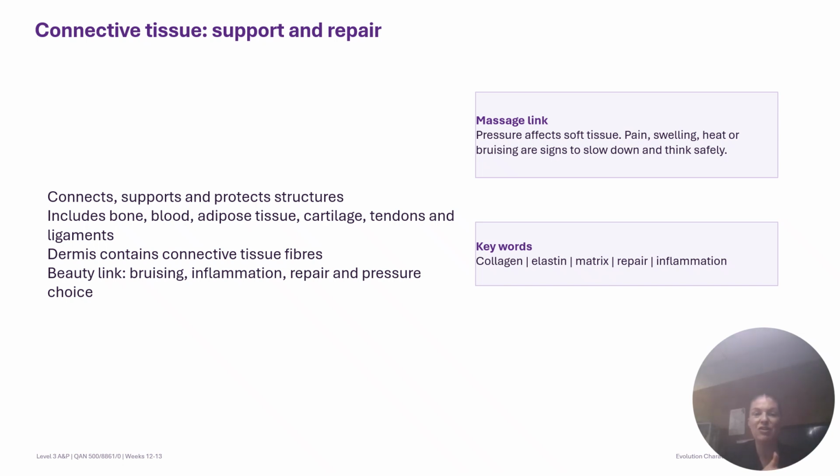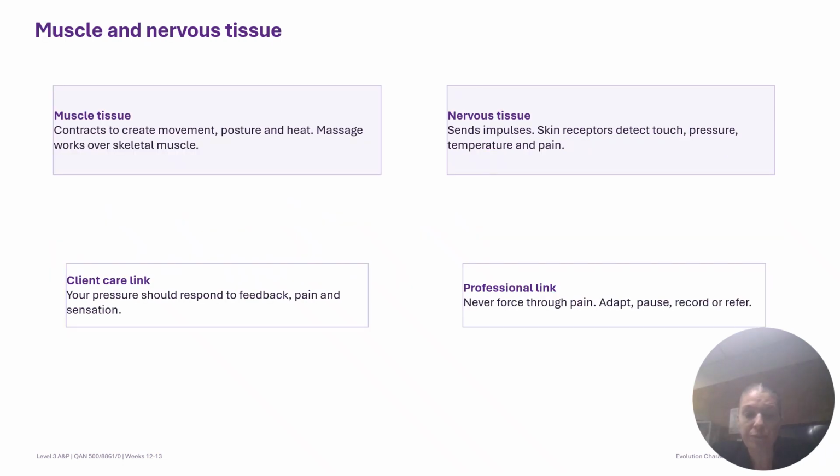And this is the main reason why it's so important. We're linking it to the contractions and the contraindications that could occur, that have already been existing problems or issues when we take that consultation process. So pressure affects soft tissue through your massage. Pain, swelling, bruising are all signs to slow down and think safely. Your key words here are collagen, elastin, the matrix, repair and inflammation. They're your key words, so I'd make note of those.